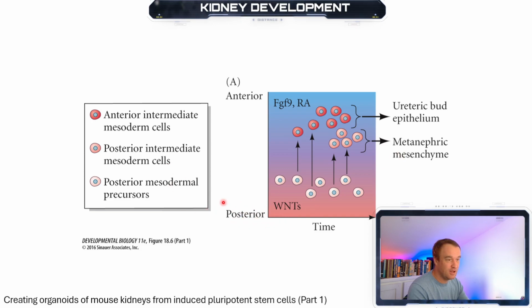the posterior mesodermal precursor cells. Okay, here. So we have the posterior here and the anterior, and this is over time. These posterior, the light pink ones, posterior mesodermal precursor cells, they are migrating from the posterior mesoderm early during gastrulation, and they leave this high WNT area, and they proceed towards areas of more FGFs and retinoic acid.